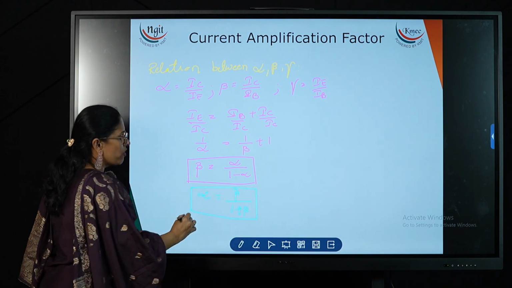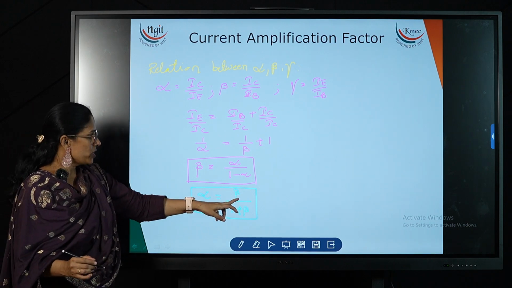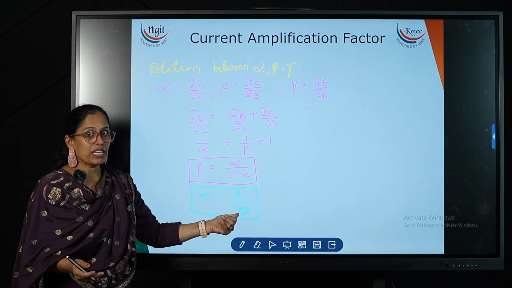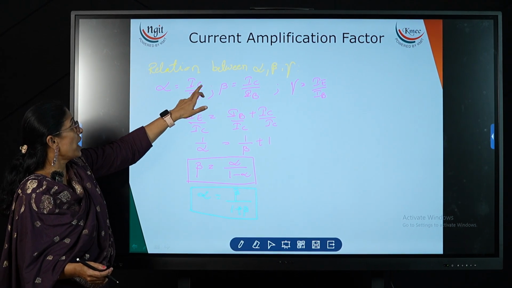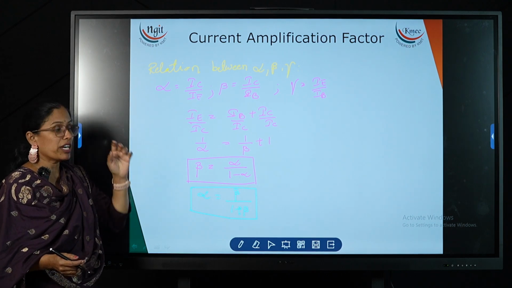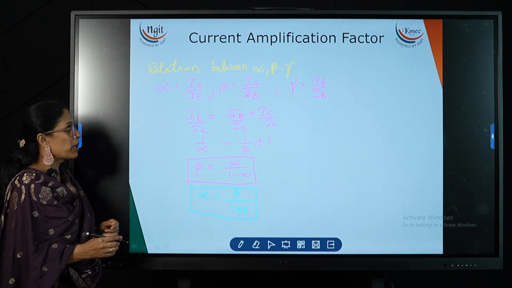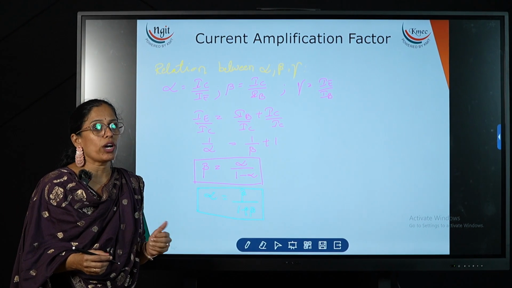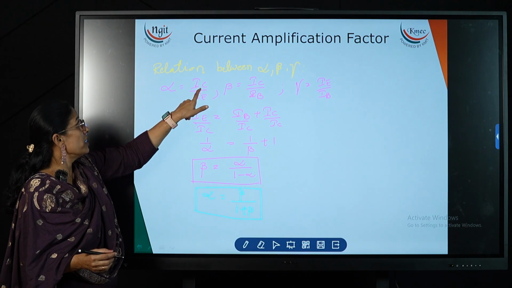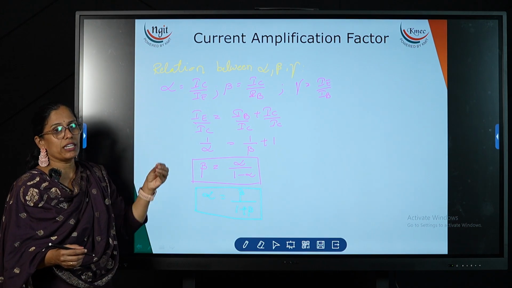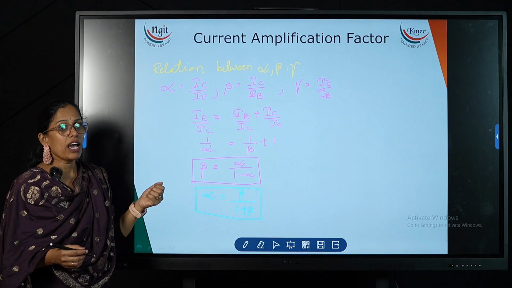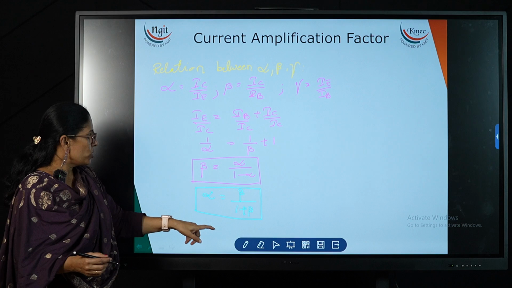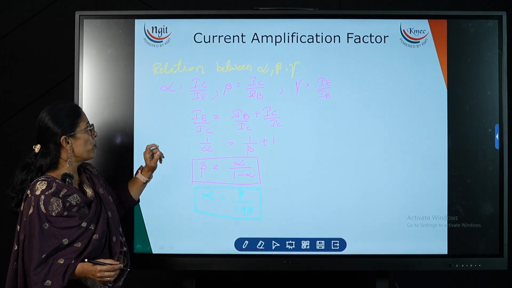Here the alpha value is always less than 1. Why? Because beta divided by 1 plus beta is always less than 1. Also, for alpha, IC is the output current and IE is the input current. From the expression IE is equal to IB plus IC, where IB is very, very small, IC is almost equal to IE. IC is a very little amount less than IE, so alpha is always less than 1. This is the current amplification factor in the common base.